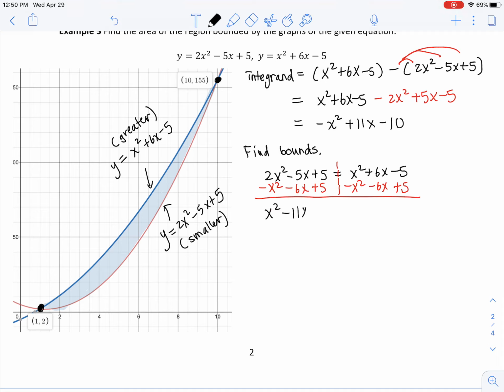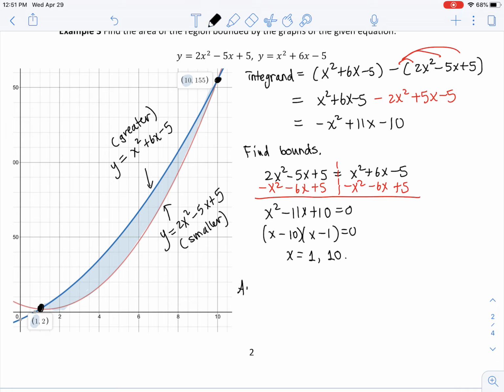Minus x squared minus 6x plus 5. So I'm doing this to both sides. This turns into 1x squared minus 11x plus 10 equals 0. I think this is factorable. What times what gives you 10? 10 times 1. And if I make them both negative, they will add up to negative 11. That's how I got x equals 1 and x equals 10.